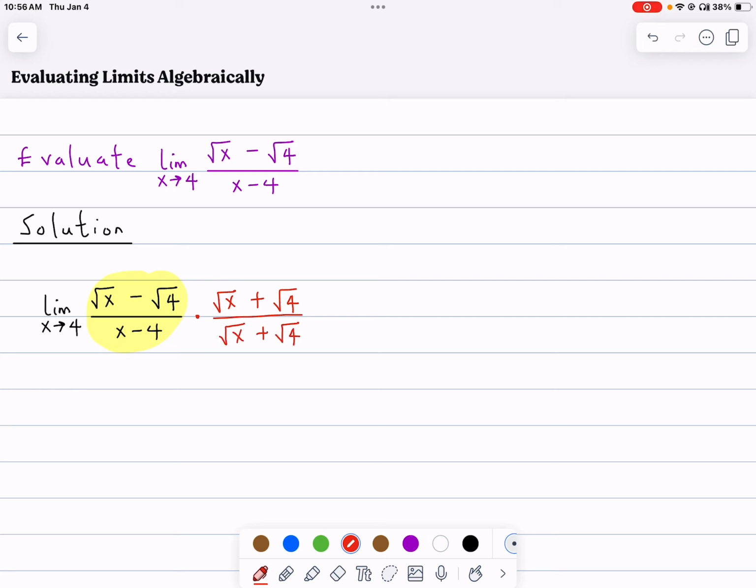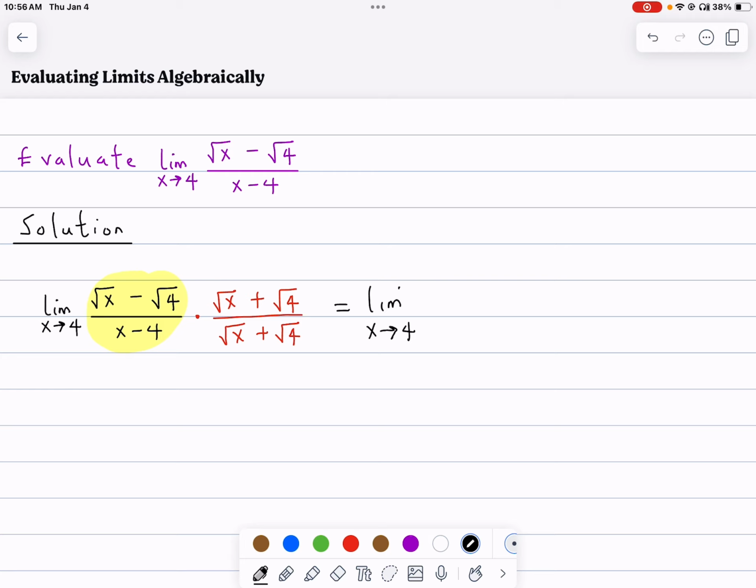Since I have square root of x minus square root of 4, the conjugate of that is going to be square root of x plus square root of 4. So all I did here is I just switched the sign. So the conjugate of the numerator is just going to be square root of x plus square root of 4. To evaluate this limit, I multiplied the numerator and the denominator by the conjugate of the numerator. So I'm going to write this, the limit as x approaches 4.